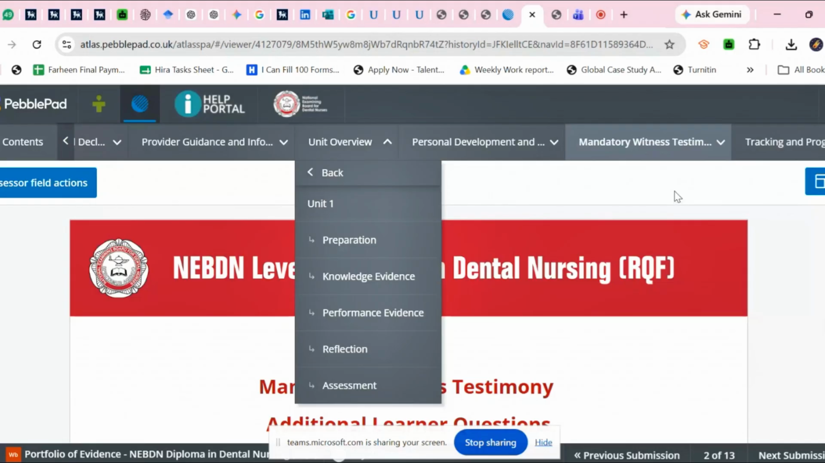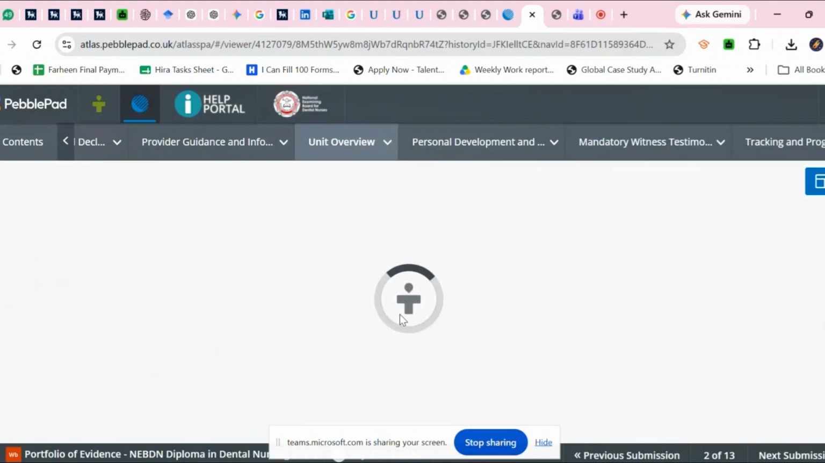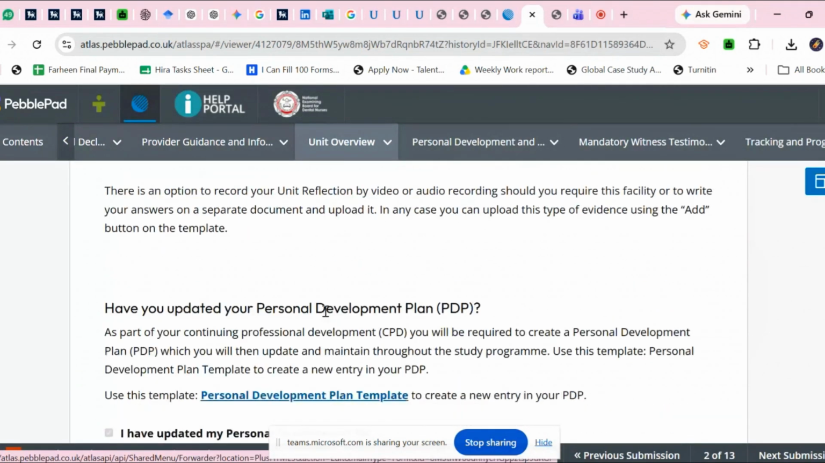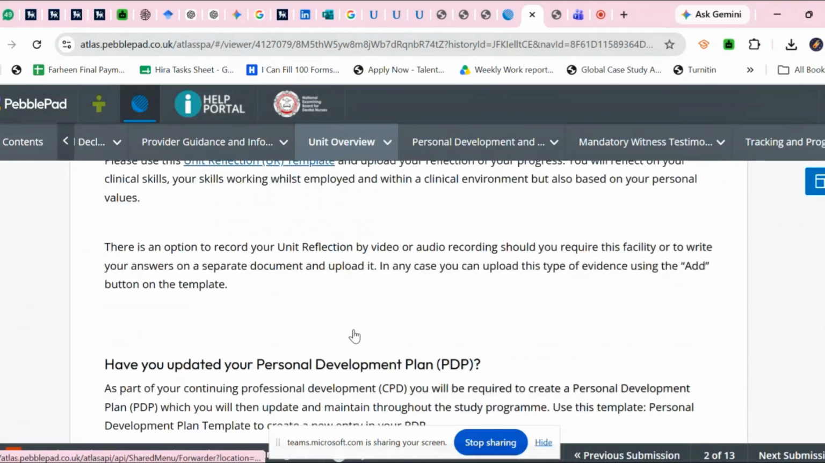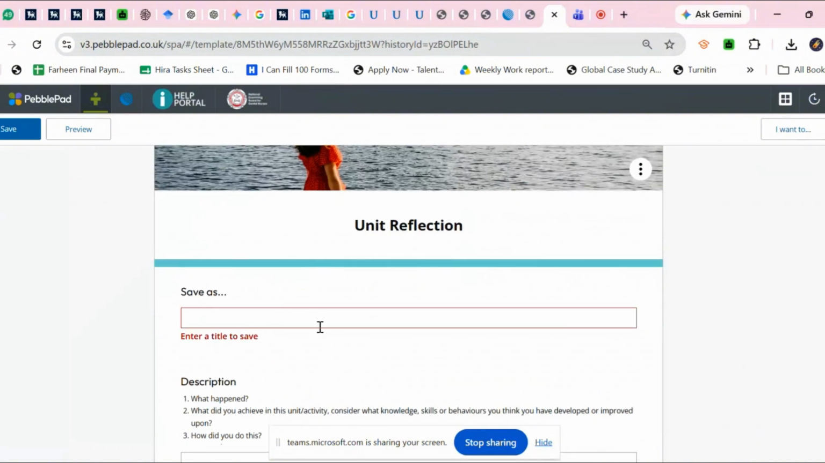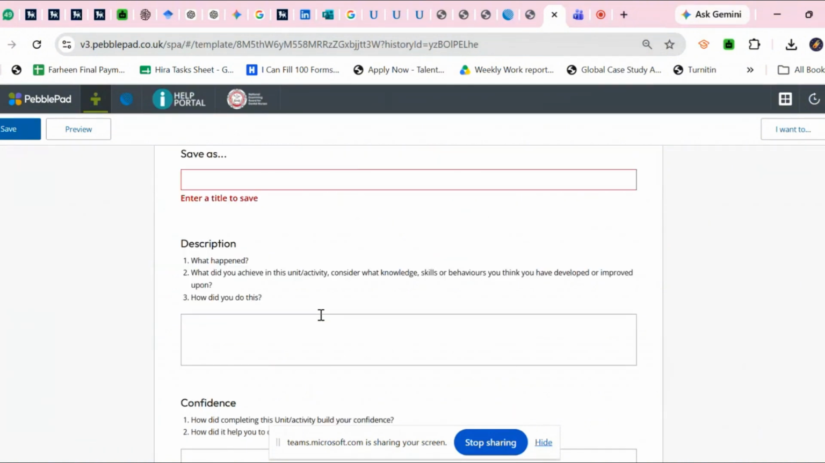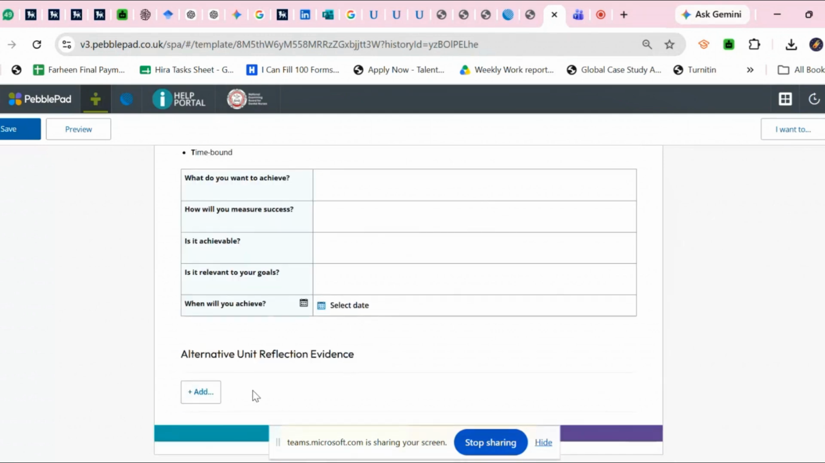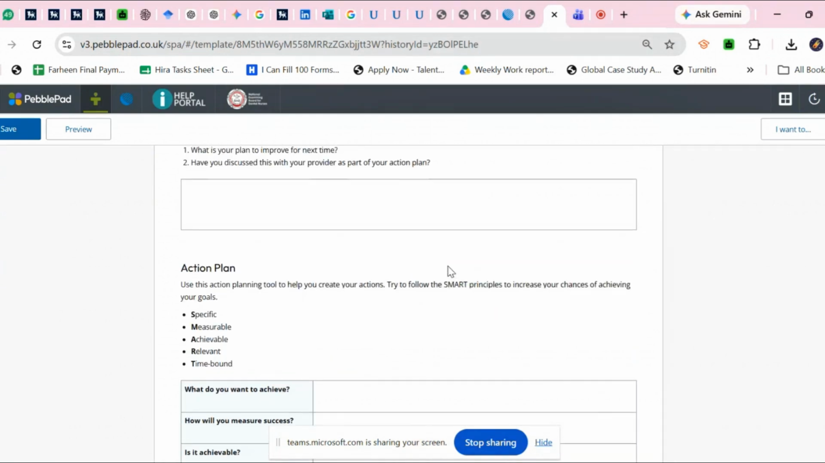Now moving towards your PDP plans and reflection plan, all you have to do is go to the reflection in each unit, and here you can find the templates for each one. This is the template for unit reflection, and here is the template for PDP plan. You just have to click on this one and then your template will appear. You have to add the unit name here and fill out all the details. After that, you have to attach this evidence in the reflection part.